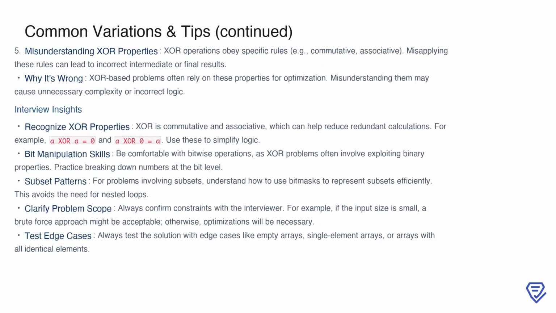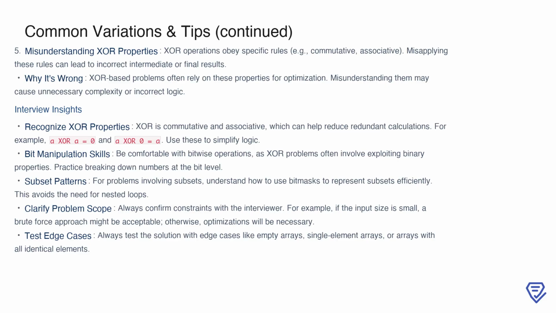Now, another common challenge is misunderstanding XOR properties. XOR has specific rules, such as being commutative and associative, that can simplify your logic. For instance, knowing that a XOR a equals 0 and a XOR 0 equals a helps eliminate unnecessary calculations. Misapplying these rules often leads to overly complex or incorrect solutions.